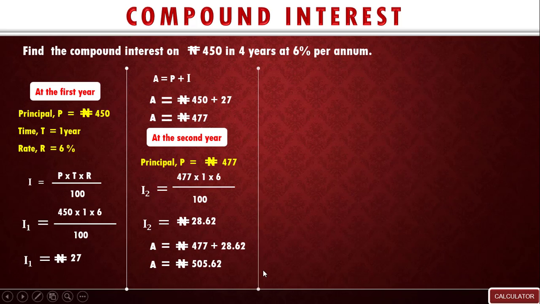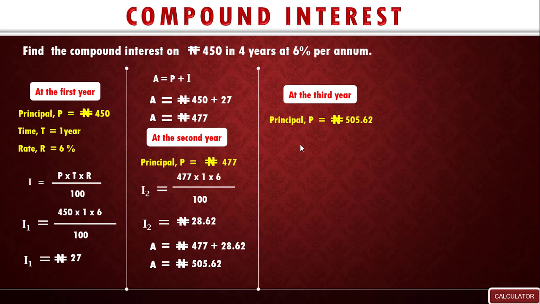So what we need to do is to invest this amount at the third year. Investing this amount at the third year, this particular amount here will now become our new principal for the third year. So our principal is 505.62. You still remember that our time is 1 year and our rate is 6%. Since we are at the third year now and it's only 1 year we're considering there, our time is 1 year, and then our rate is still 6%.